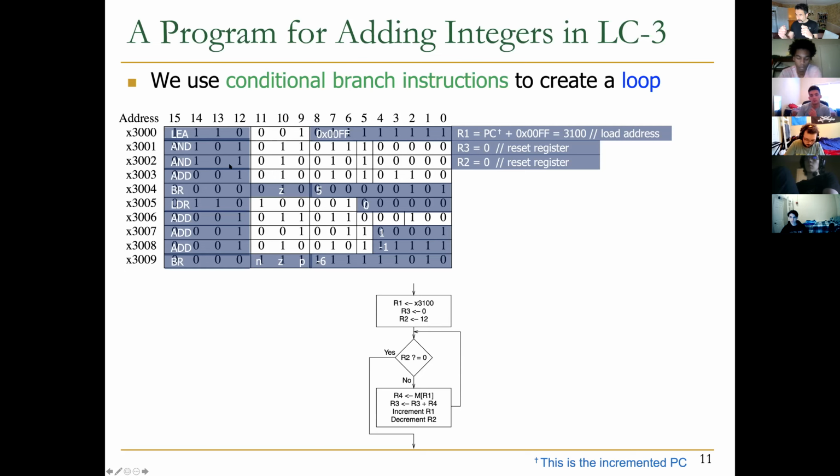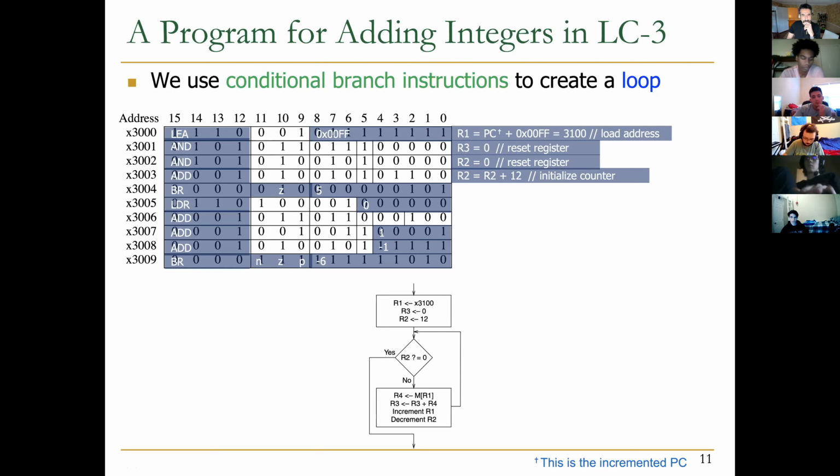Also the same for R2. And let me know if this is not clear. I can explain it, but I presume you already know. ANDing with 0, everything will be 0 as a result, will be reset. And then here we use the add instruction to add R2 with 12. So essentially we set R2 to 12. The previous number was 0.